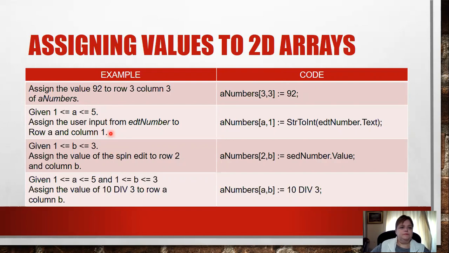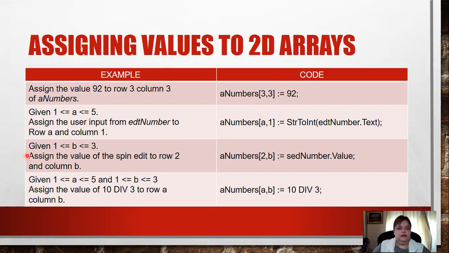In this one, given 1 is less or equal to A, or no, greater, probably here, greater or equal to A, but less than equal to 5. So this is going to say assign the user input from EDT number to row A, column 1. Okay, so take whatever the user has entered, convert it to an integer, and then assign it to that position. So row A, column 1.